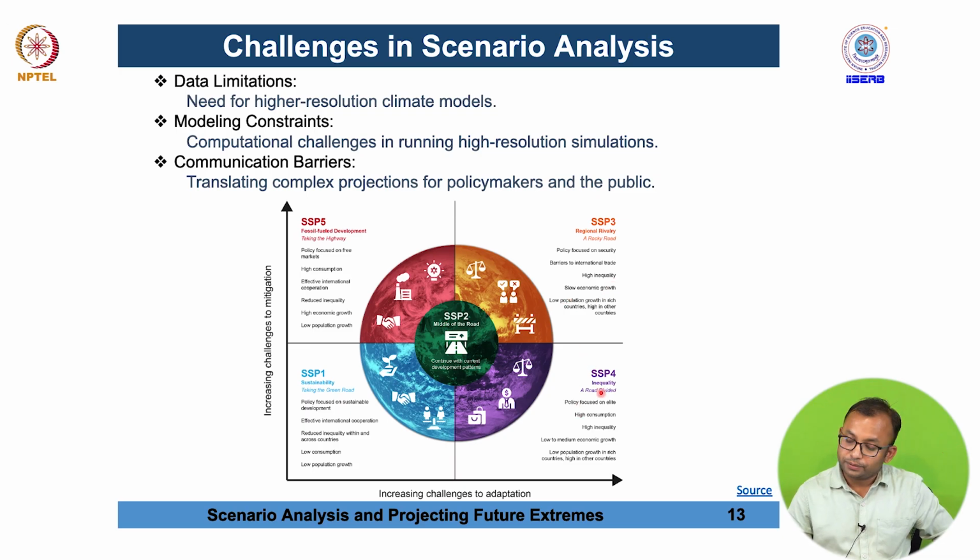When you are talking about SSP 4, that is policy focus on elite, high consumption, high inequality, low to moderate, medium economic growth, and low population growth in rich countries, high in other countries like that. And when we are talking about higher emission scenarios, that is we are talking about policy focused on the free markets and high consumption, effective traditional cooperation, reduced inequality, high economic growth, and we are talking about low population growth.